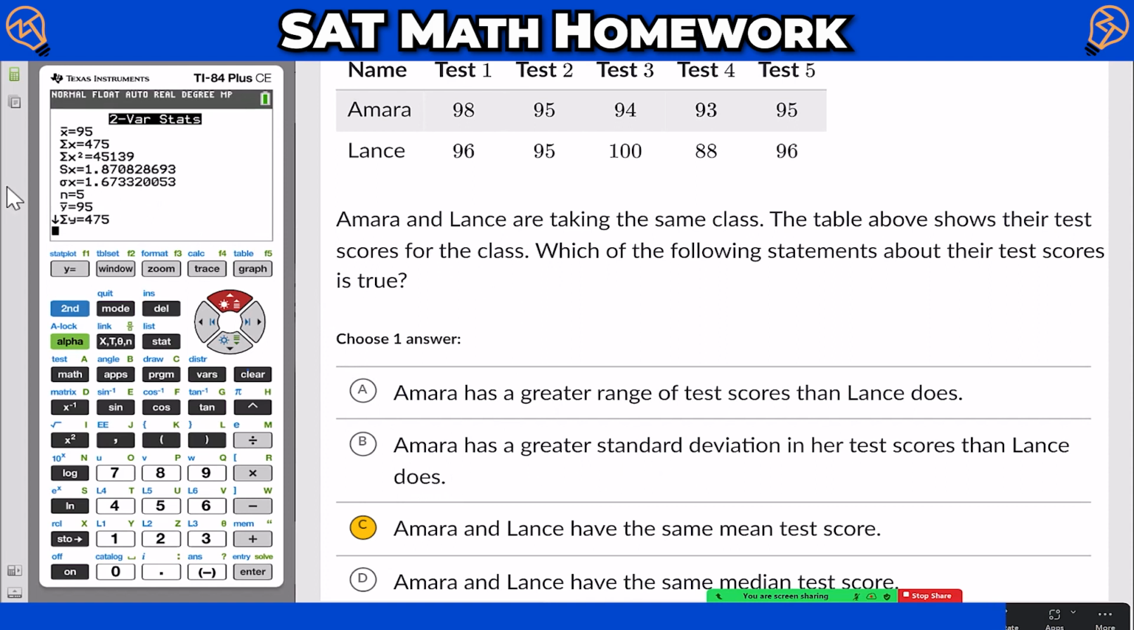The median isn't something that's given to us, but it's the middle value. So in this case, if you arrange these from smallest to biggest, let's say 93, 94, 95, 95, 98, the one in the middle was 95, it was the third value. Whereas here, if we do it from smallest to biggest, let's say 88, 95, 96, 96, 100, 96 was the third one. So they don't have the same median. The median for Lance was 96. The median for Amara was 95.